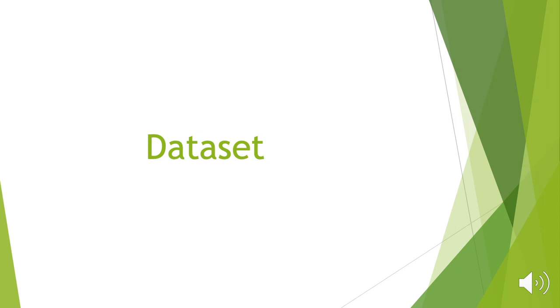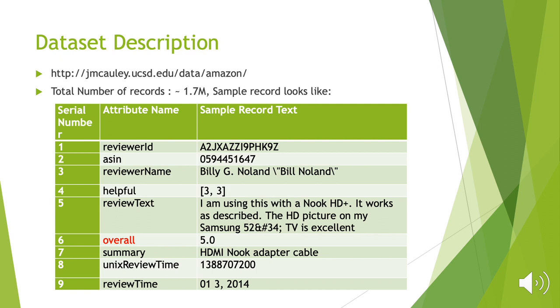Now let's take a look into the data set. We have taken a data set which consists of 1.7 million Amazon electronic product reviews. We have taken the data set from the link that we have shown here, and our data set contains 9 attributes, and here is what a sample record looks like.